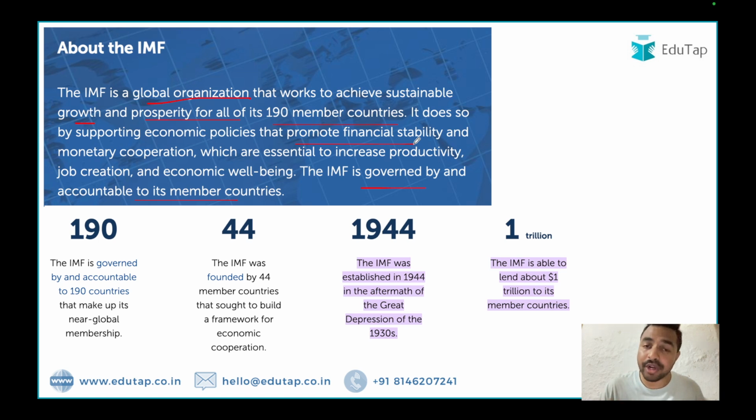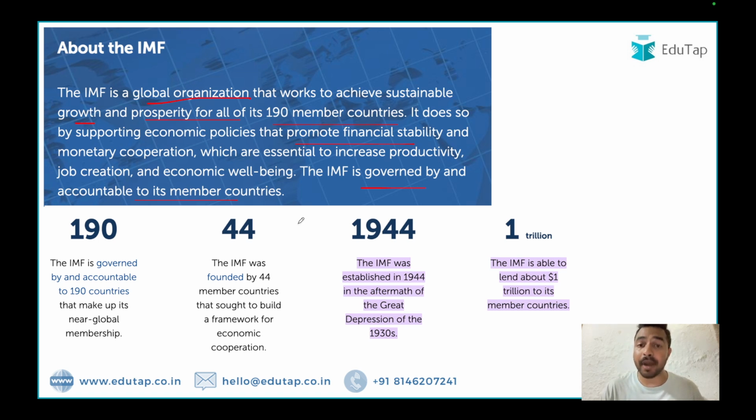First thing is by monitoring the global condition and identifying the risks which are being faced by the economies across the globe. The second important thing is by providing the technical assistance. ठीक है, technical assistance provide करेगी and providing short term financial loans during the financial crisis. And the third one is basically it advises its member countries on how they can improve their economies. Okay, so I hope that these 3 things are very much clear to all of you.